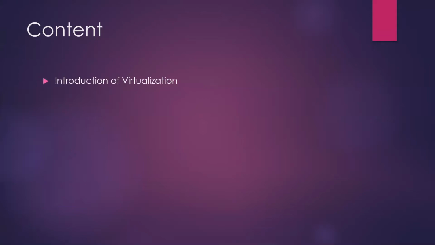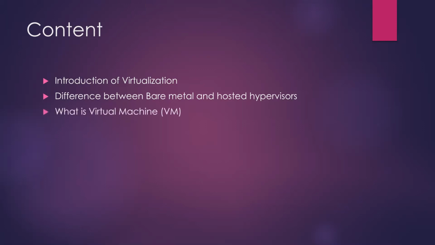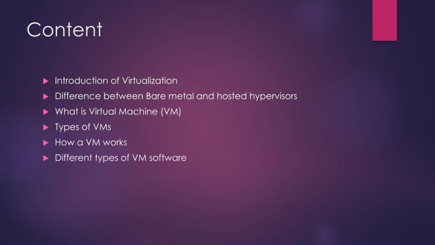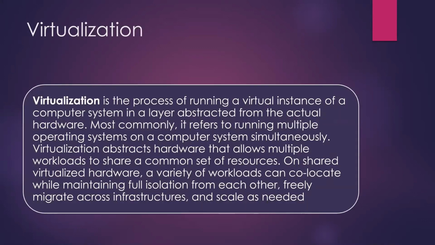First, I'm going to give you an introduction to virtualization and a few benefits of it. Then I'm going to talk about bare metal hypervisors and hosted hypervisors. Then we are going to talk about what a virtual machine is, the types of virtual machines, and how a virtual machine works. Then we are going to see some types of software we can use for virtualization or to make virtual machines. Finally, we are going to talk about the advantages and disadvantages of virtual machines.